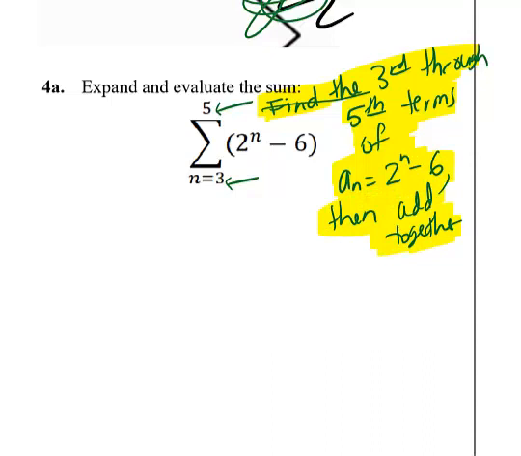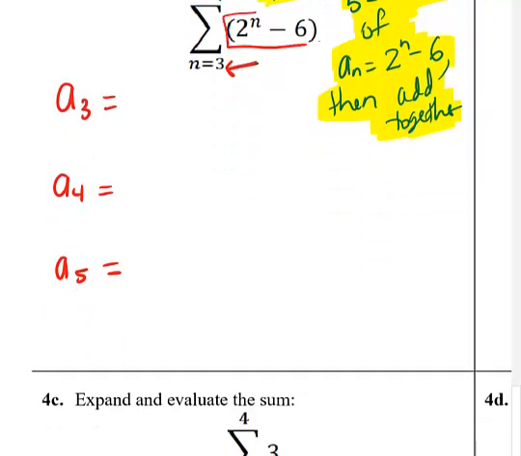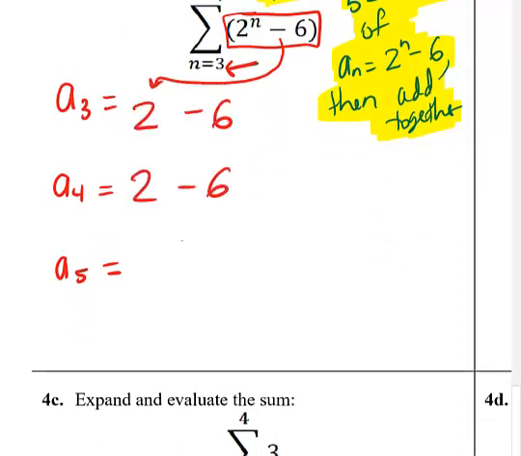First I'll find the terms themselves. I can skip over the first two terms because they said start at the third one. So I'm just going to find a sub 3, and then I'll find a sub 4 and a sub 5, because that's where they said to stop. And all I'm doing is replacing n equals 3, n equals 4, n equals 5 in this. So it'll be 2 to the 3 minus 6, and then 2 to the 4th minus 6, and 2 to the 5th minus 6. Whatever the subscript happens to be, that'll be the exponent on 2. So 3rd power, 4th power, 5th power. There we go. And then I'll simplify those.